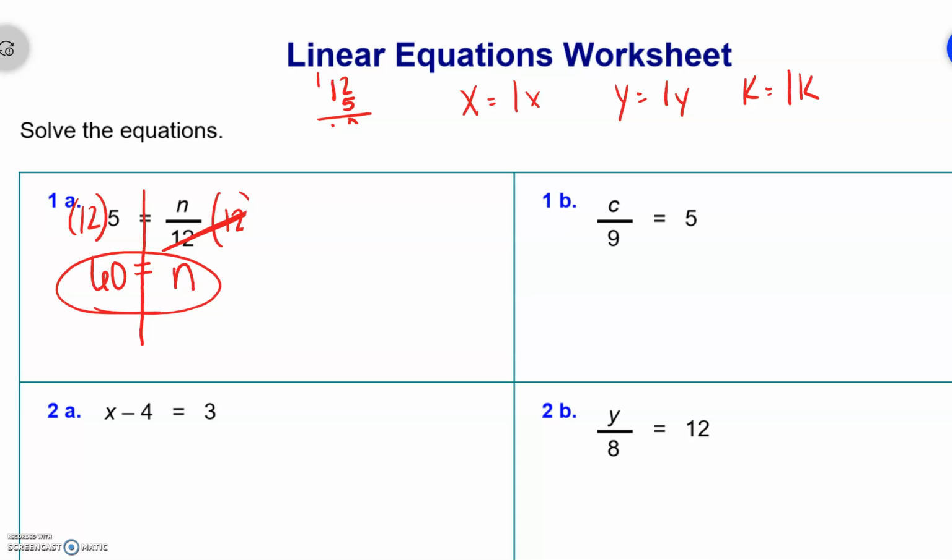So 5 equals 60 divided by 12. Well, 12 goes into 60 5 times, and 5 equals 5. It's balanced. Yes. So this is the right answer.